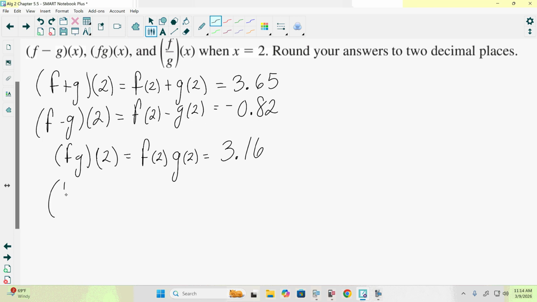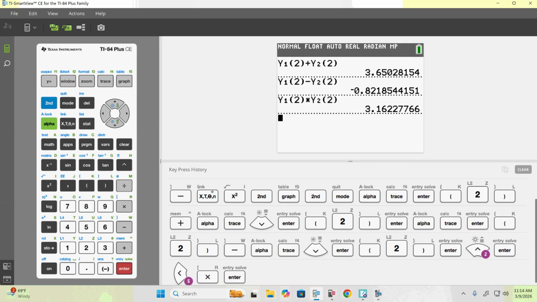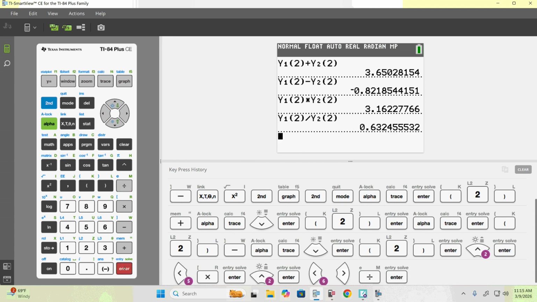And the last one it wants is dividing, which is f of 2 divided by g of 2. And we can do the exact same thing. We're going to y1 of 2 divided by y2 of 2. And it'll tell us that it's 0.632 or 0.63.